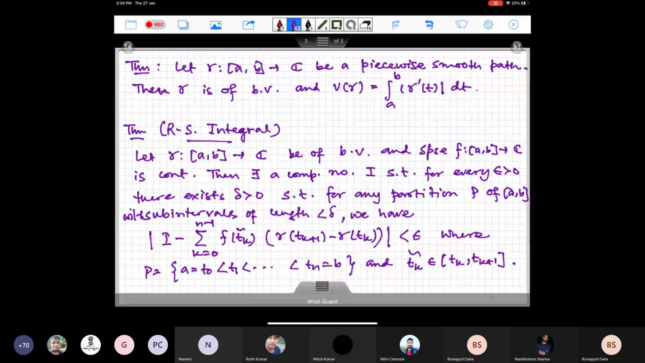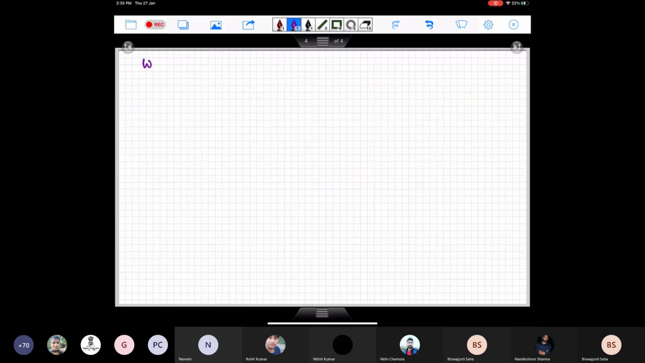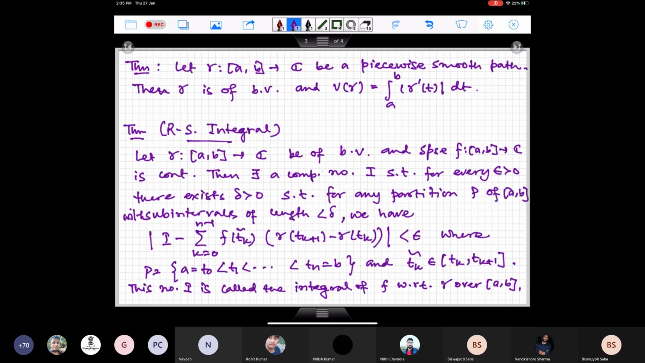So similarly here this I is called the Riemann Stieltjes integral. Okay, so let me write this number I is called the integral of f with respect to gamma over closed interval AB. And we denote I equal to integral A to B f dt or f d gamma. Let me just write like this. Okay, so this is the statement of Riemann Stieltjes integral.